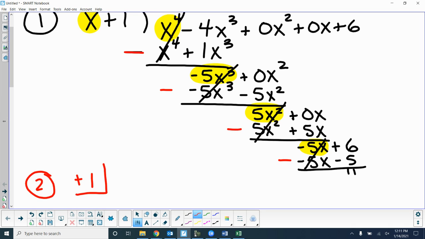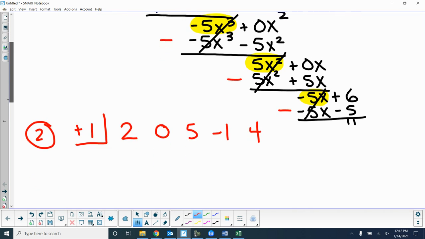So I got a 2x to the 4th. There should be an x cubed, but there's not. So what do I got to put? 0. Then there's a 5x squared, so that's okay. There's a negative 1x, so that's okay. And then my constant, the 4th. So that's how I start synthetic.